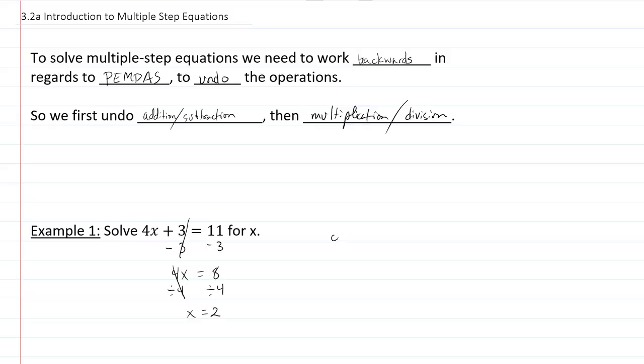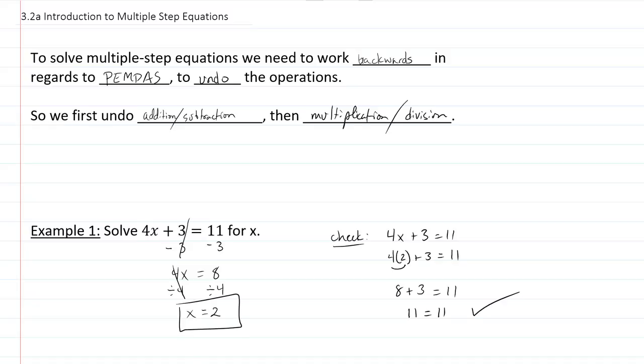Now we can check this just like before, by plugging in x equals 2 for x. So if you plug in a 2 here, 4 times 2 plus 3 equals 11, and we carry out PEMDAS as usual, so we multiply 4 and 2 together, so that's 8 plus 3 equals 11. So 11 equals 11, and this is a true statement. So our solution of x equals 2 is a correct solution to this equation.